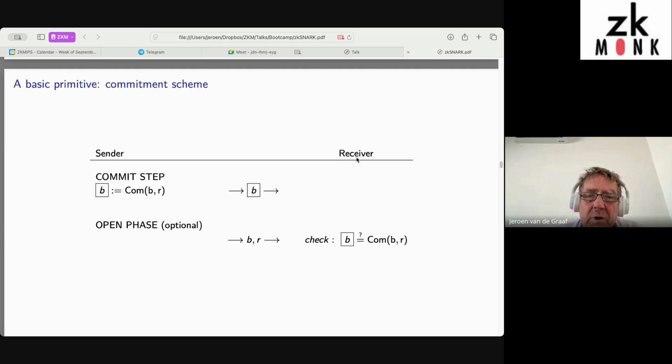Now, of course, at the moment that the receiver, let's call him Bob, sends his random coin toss to the sender, the sender already knows what the coin toss is, but the sender cannot change his mind. So this is a very quick explanation.